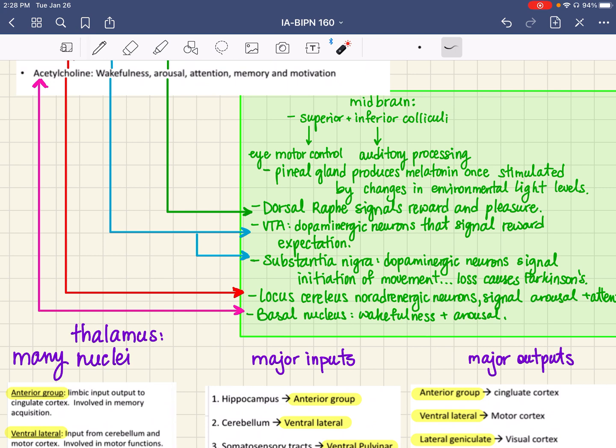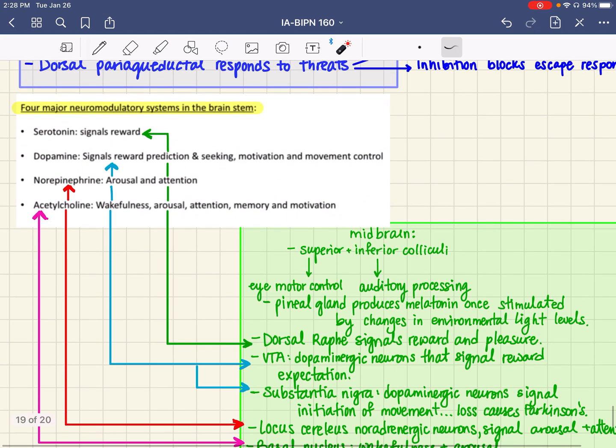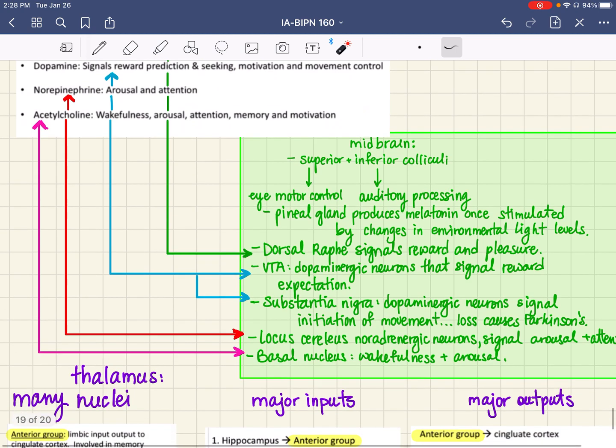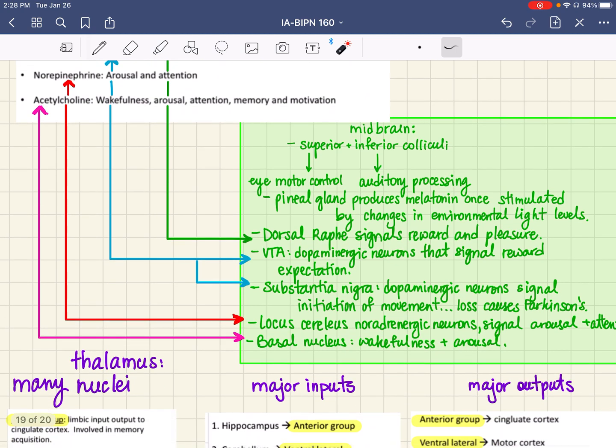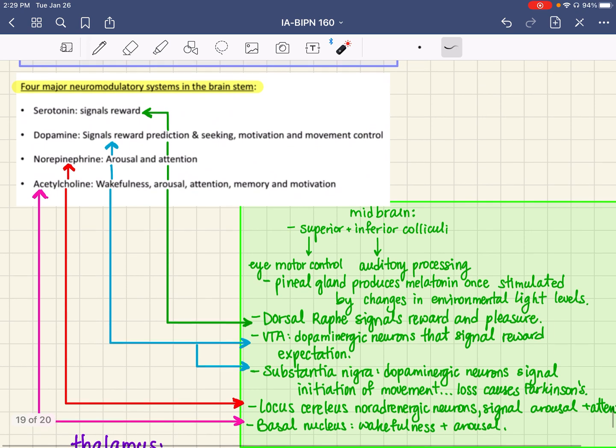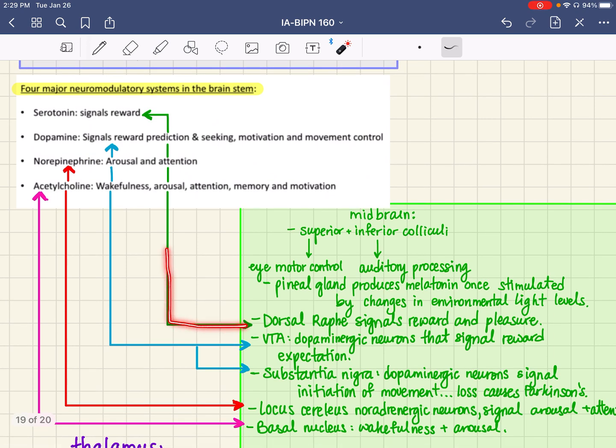Now let's go and talk about these neuromodulatory molecules that exist in our brainstem, and they all come from their own nuclei. So dorsal raphe nuclei produces, and I've color-coded the arrows, so follow the green arrow. Dorsal raphe produces serotonin, and because serotonin signals reward, dorsal raphe also signals reward and pleasure.